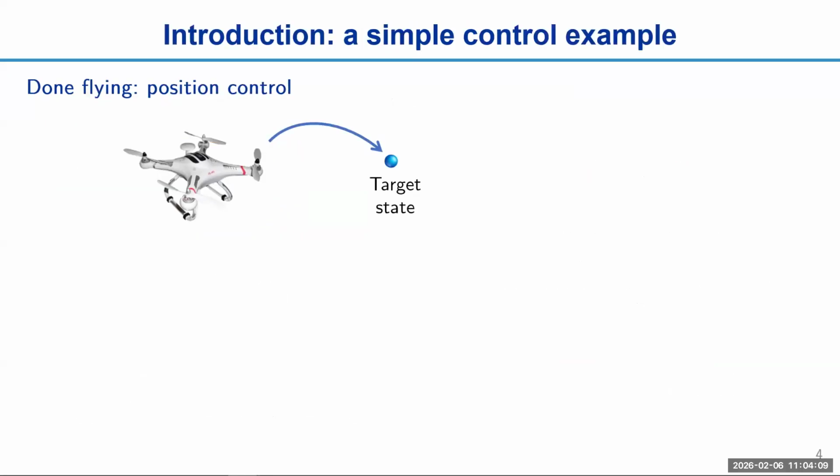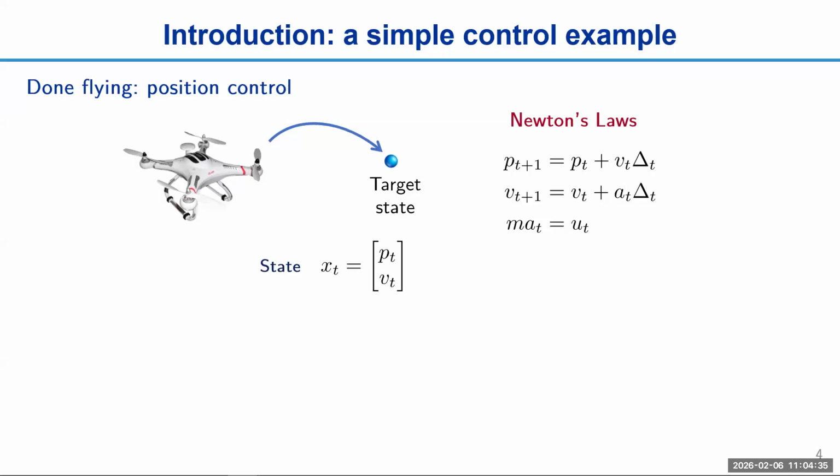Let's look at a very simple example of control, where you try to fly a drone from one position to another position. For this task, the first thing in control is that we typically try to build a model which connects the input to the output. In this case, for simplicity, let's use Newton's law to build a very simple model. Here we have a position, we have velocity, and we have Newton's second law that connects the external force to acceleration. With this model, we can choose the state to be the position and velocity of the drone.